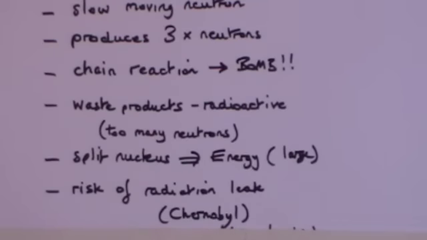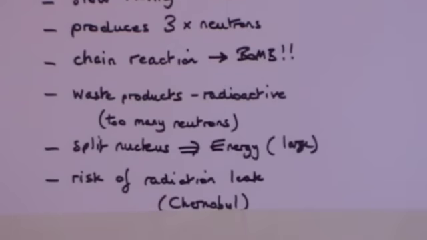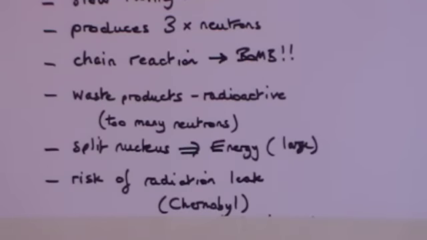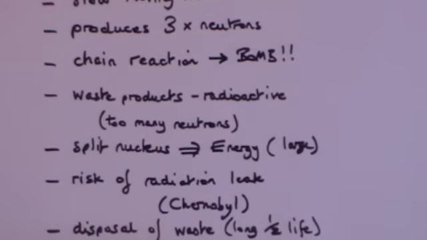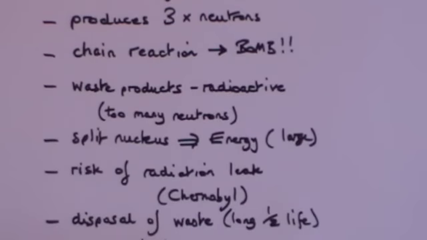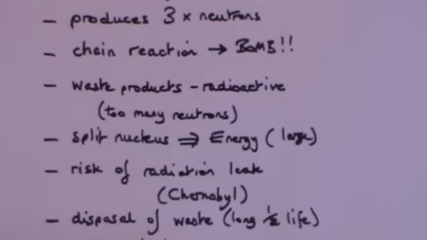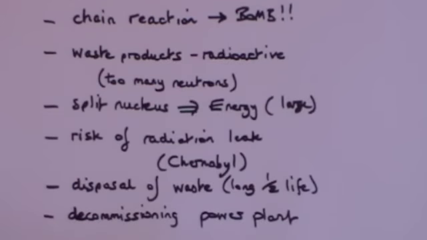There was a major radiation leak around Chernobyl, and that obviously is very, very dangerous because you've got radioactivity in the area. You've also got the problem of the disposal of the waste, which sometimes has a very long half-life, so it will be radioactive for thousands of years. And then at the end of the life of the power plant, you've got the problem of decommissioning it. That power plant is heavily radioactive, particularly the section where the uranium was, and so it may take many years and cost a great deal of money to decommission it.